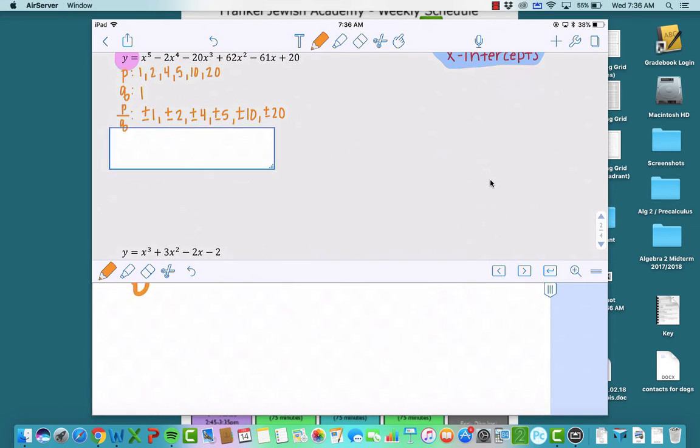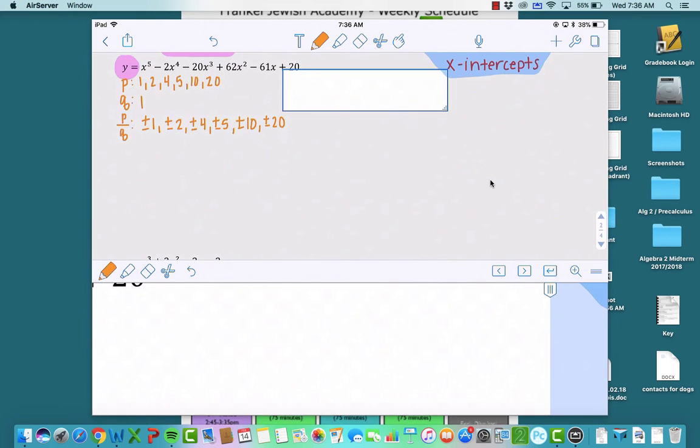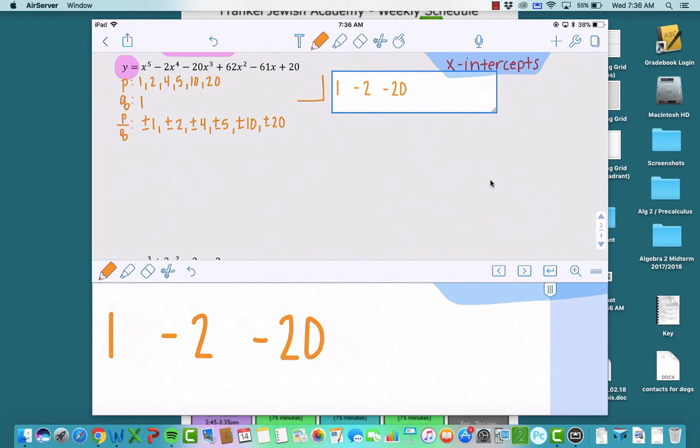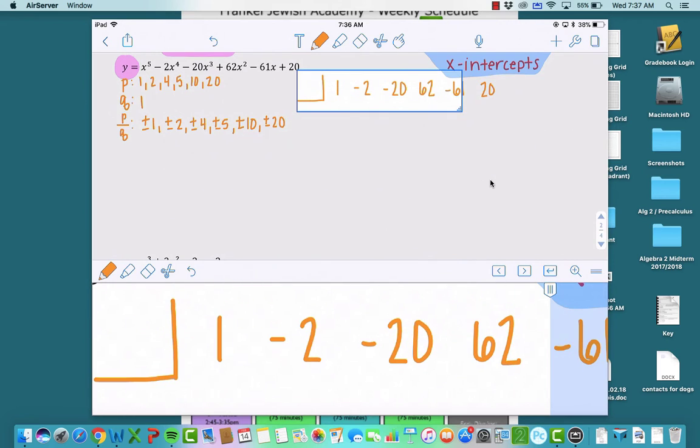Great, so now I start my P over Q process. Move over here. Again, I did this problem before, so that's why I'm going to have these lucky guesses each time. But I'm going to start with the coefficients. 1, negative 2, negative 20, 62, negative 61, and 20. I make sure I have every degree represented so I don't have to add zeros. And I happen to know that 1 also works for this one.